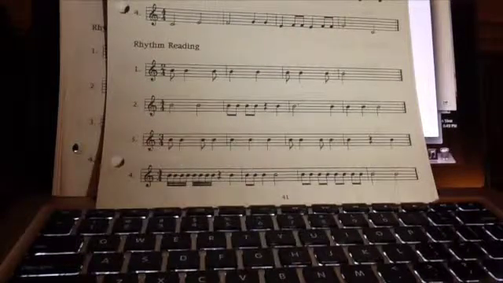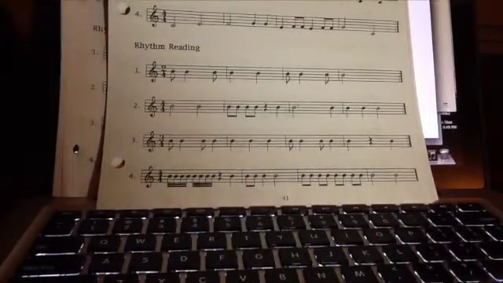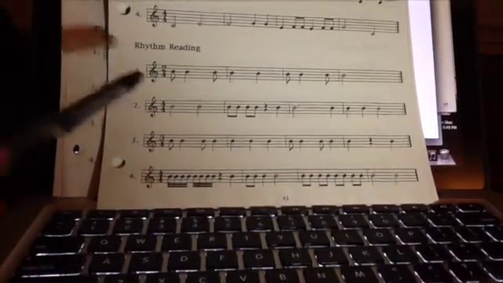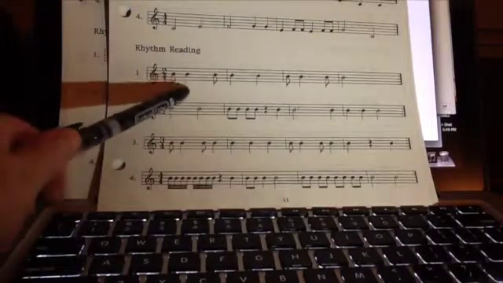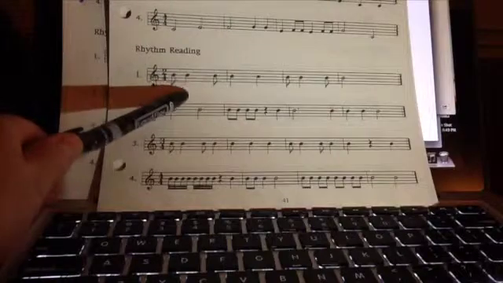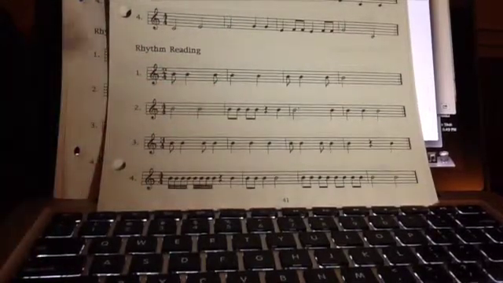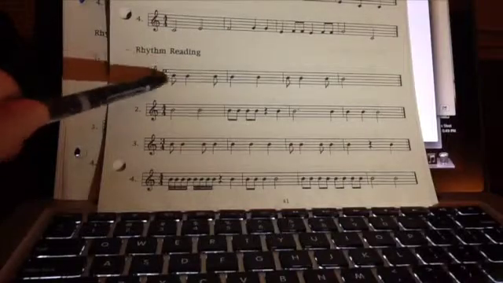Okay, here we have our first example of syncopated rhythms on worksheet 27 in exercise 1. You see that we have an eighth note, a quarter note, and then an eighth note. That's half of a beat plus one full beat plus half of a beat, so half plus one plus half is 2, and that's how many we have in a measure.